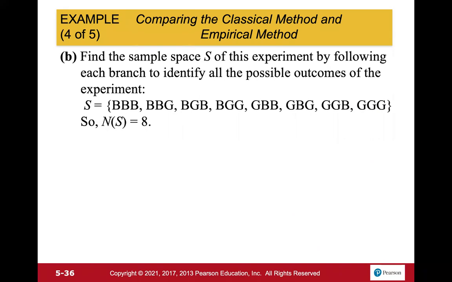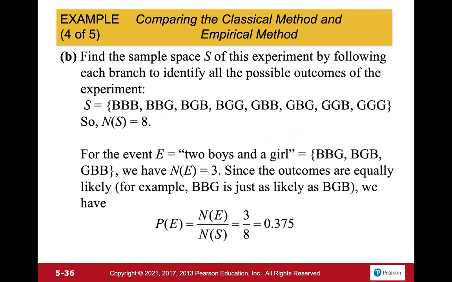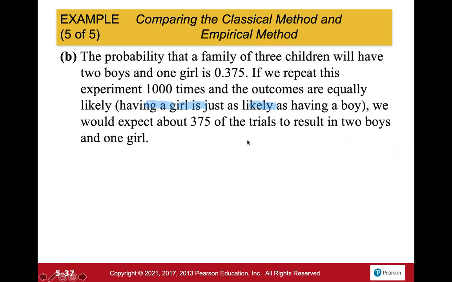Part B. Find the sample space S for the experiment by following each branch to identify the possible outcomes of the experiment. So we got our sample space. Our sample space is 8. And then from here, those 8, we could say that boy, boy, there's 2 boys there, 1 girl, 2 boys, 1 girl, 2 boys, 1 girl. So those are the 3 different possibilities out of the 8 that will give us 2 boys and 1 girl. And they did that here and got that solution.